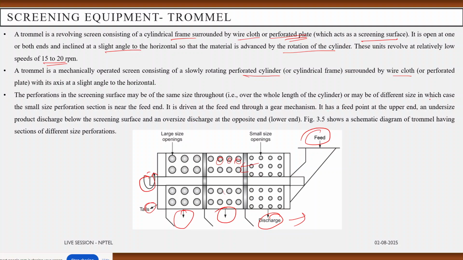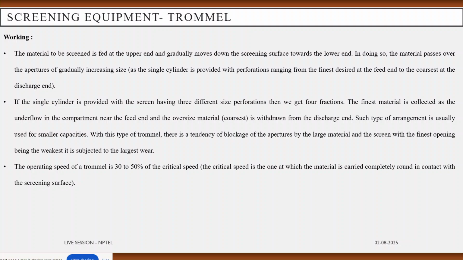That's why it is written that with different sizes, the small size perforation section is near the feed end. It is driven at the feed end through a gear mechanism. It has a feed point at the upper end, an undersized product discharge below the screen, and an oversized discharge at the opposite end, the lower end. So this one is the trommel that represents different sizes of perforations in a single cylinder.